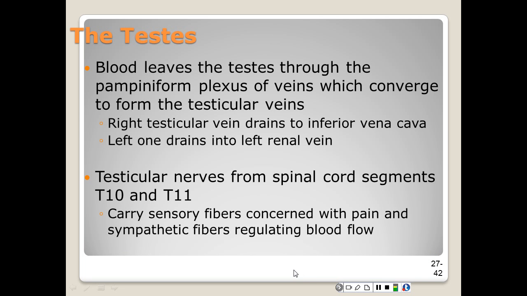Now, blood leaves the testes by way of the pampiniform plexus of the veins, which we mentioned earlier. This merges as they pass through the inguinal canal to form the testicular vein. The right testicular vein drains into the inferior vena cava, and the left testicular vein drains into the left renal vein.